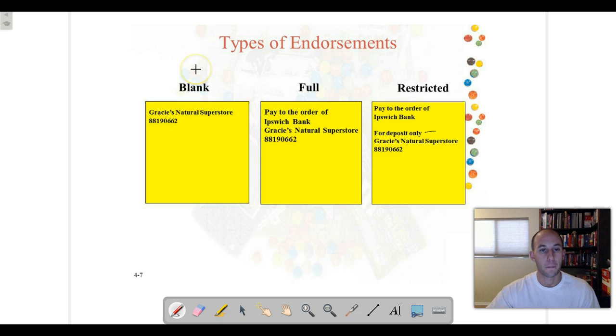Blank is, I guess, the least restrictive one, and it goes up to restricted. And why we might say that is if we look at the wording within these, this is just open to whoever has the check. You sign it, you put your account number on it, it's your check. Now, over here on the restricted side, you have to pay to this bank, and it's for deposit only, meaning there is no cash that can be removed with this deposit. It's only to be put in the bank, and that's it.